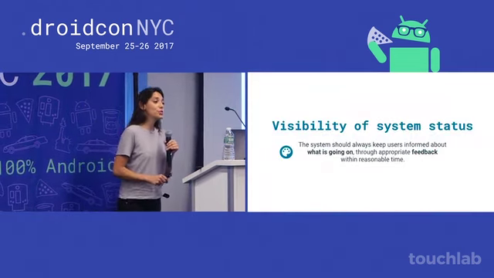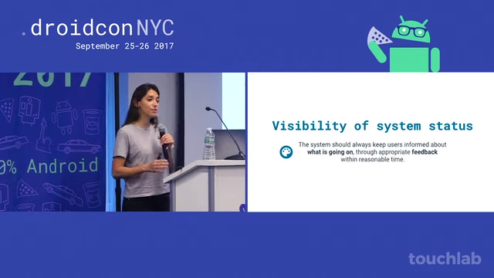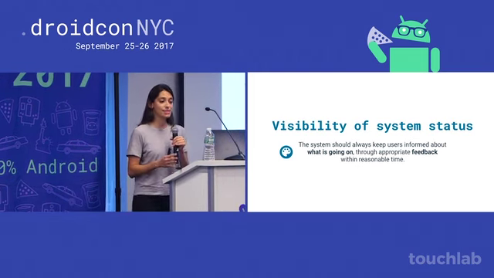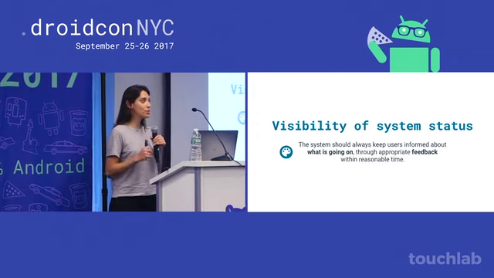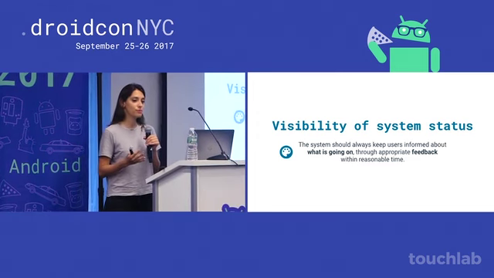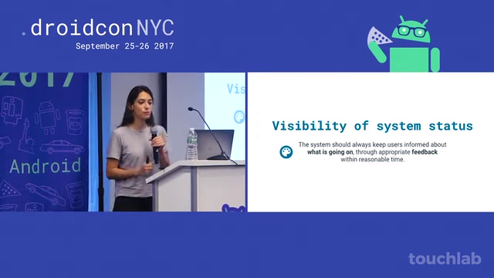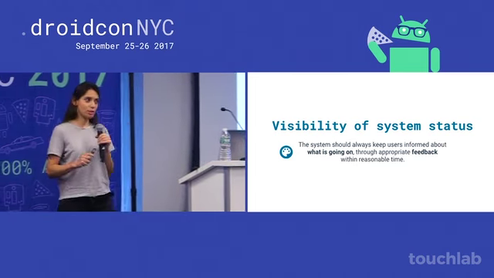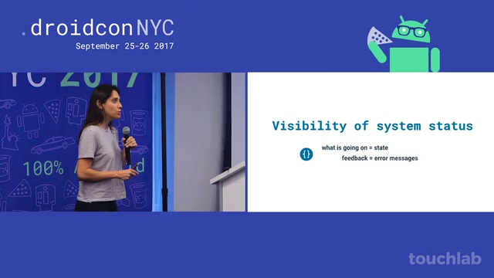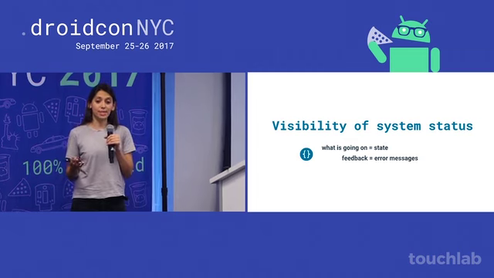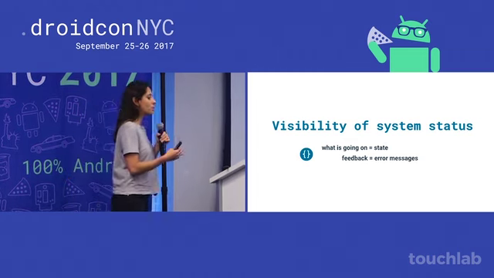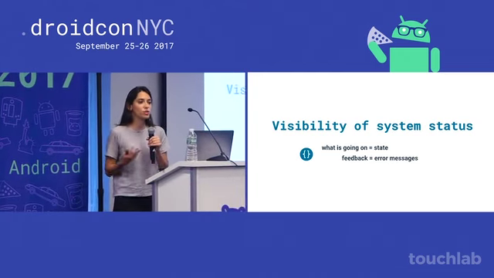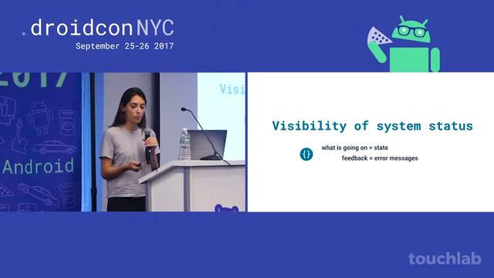So the first guideline is the visibility of the system status. The rule says that the system should always keep the users informed about what's going on through appropriate feedback within reasonable time. So what does this mean in terms of API? To know what's going on, so we want to know the state, and this feedback is actually having proper error messages. So the operations should provide appropriate feedback.